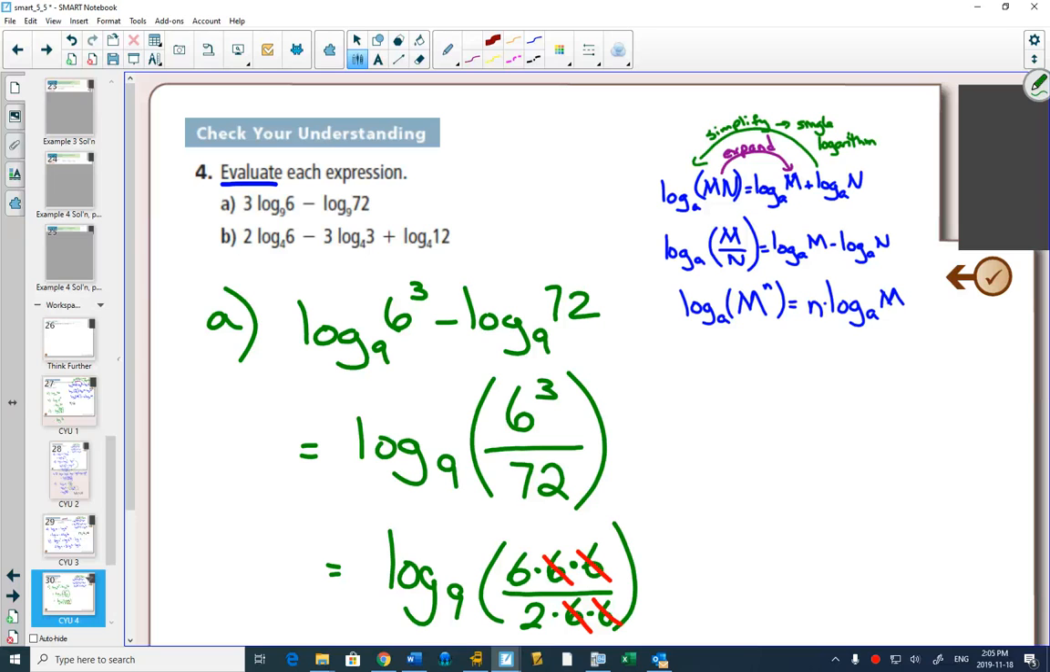Rather than multiplying them out and trying to simplify, if we write them as their factors, sometimes they have the same factor on the top and the bottom, and you can simplify your fraction. What would we be left with? 6 over 2. What does 6 over 2 simplify to? 3.